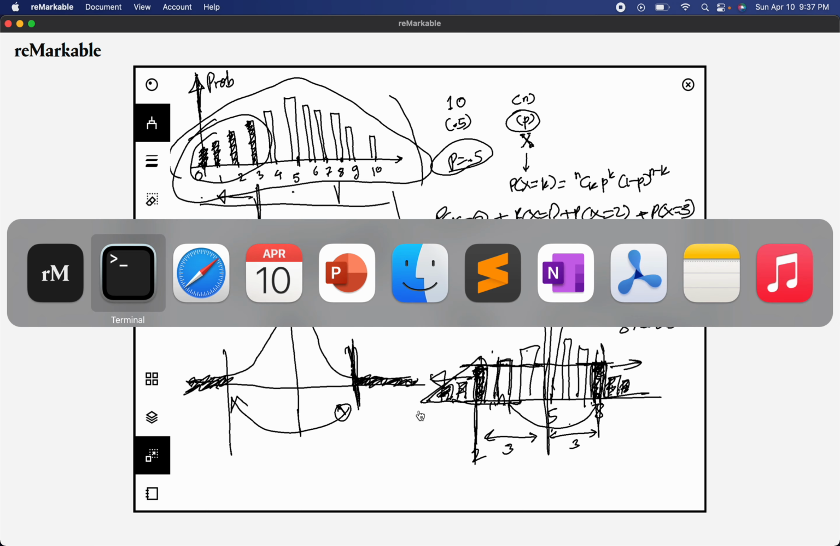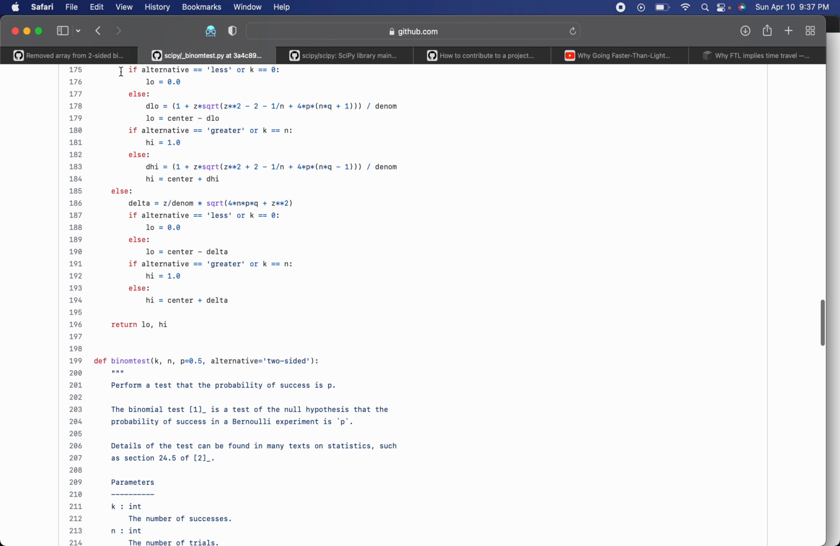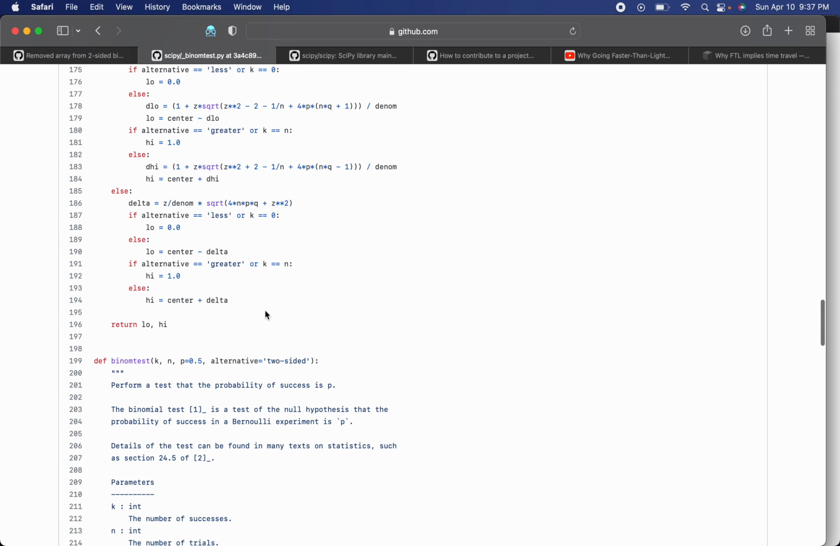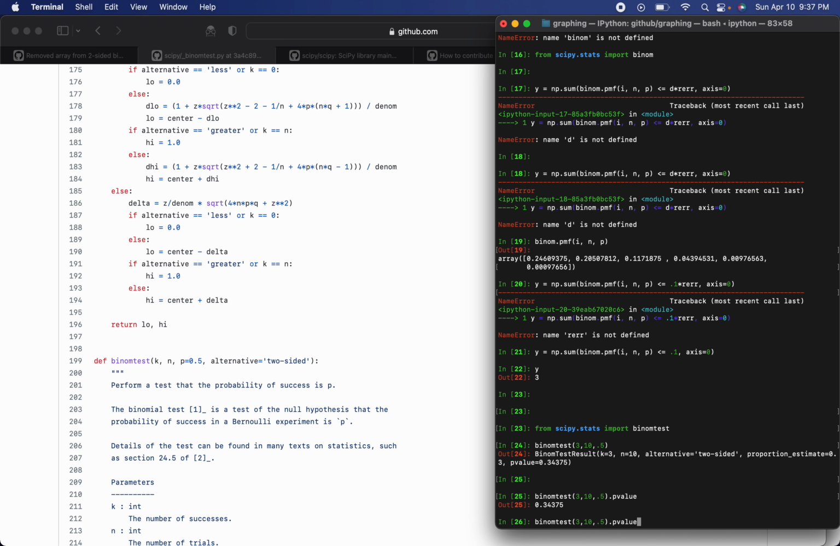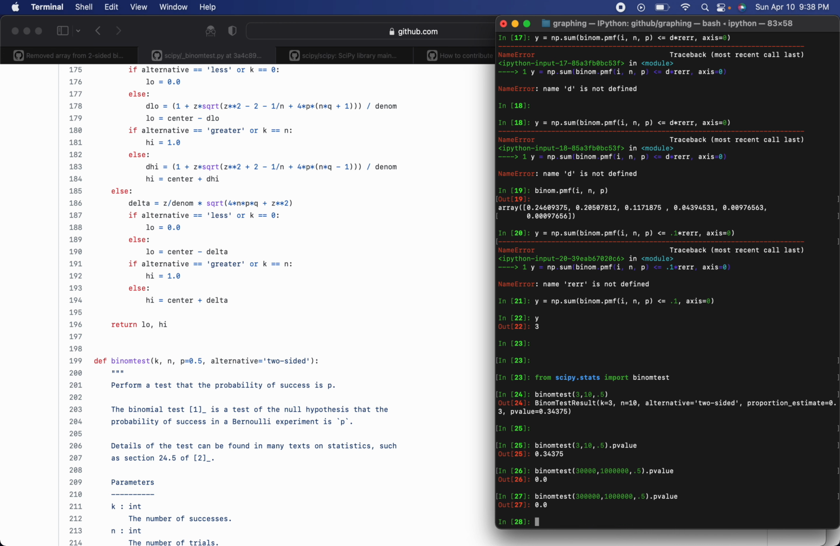And what was happening in the SciPy repository was, when you ran this for large values of n, it would actually give you a memory error. Like let's say you passed binomtest with 30,000 and some really large number, 10 million, and 0.5. It would start giving you memory errors. Now it won't, because I fixed it. But you get the point.